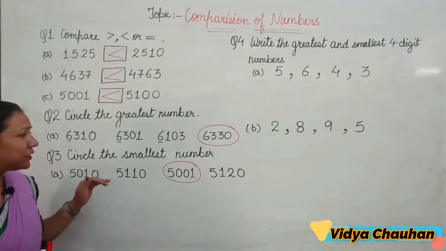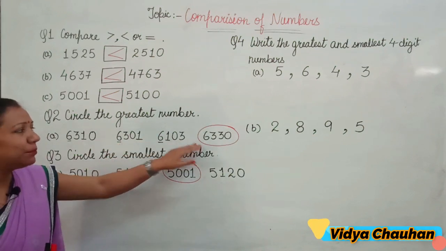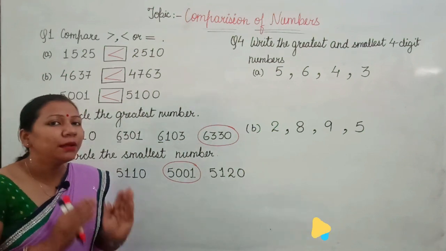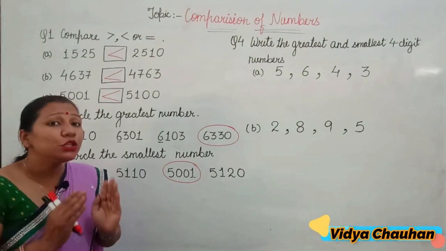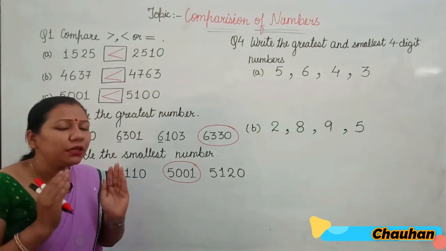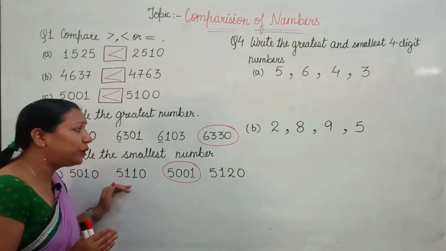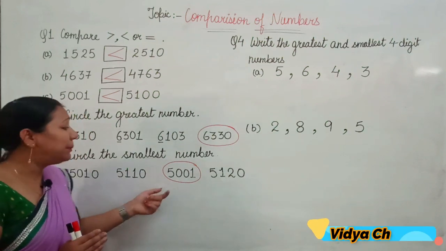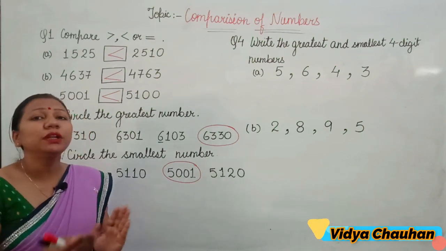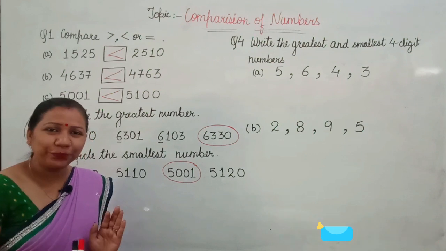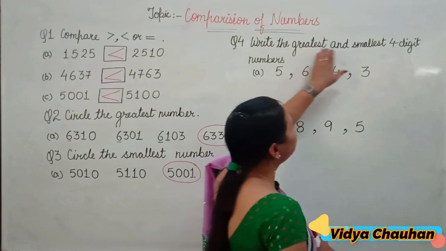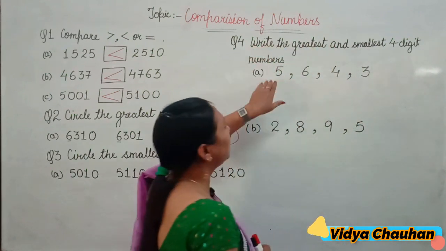Clear, students? So this is how you can find the greatest number and the smallest number by comparing the digits. Please students, again I am saying, do compare the digits very carefully. Take your time and compare correctly, because if you compare in a wrong manner, maybe comparing the 1000 digit with the 10th place digit or 100 place digit, you will get a wrong answer. Clear? Now the last question: write the greatest and smallest 4-digit numbers.